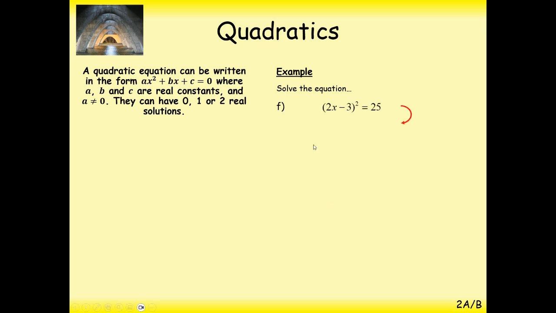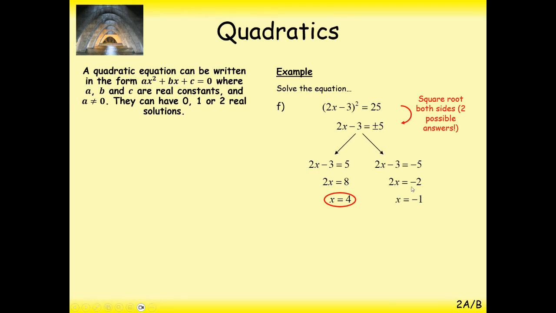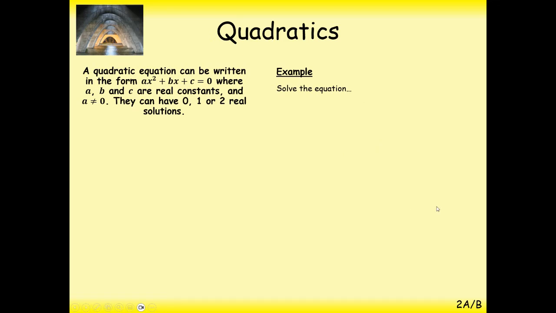Now here you can square root both sides, so you get plus and minus 5 on the right side. Then you add 3 to both sides, and you end up with 2x equals 8, and finally x will be 4. Now, if you chose the minus 5 on the right side, you get a different solution. You end up with minus 2 on the right divided by 2, which will give us minus 1.